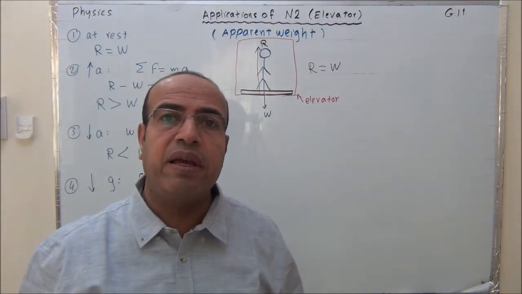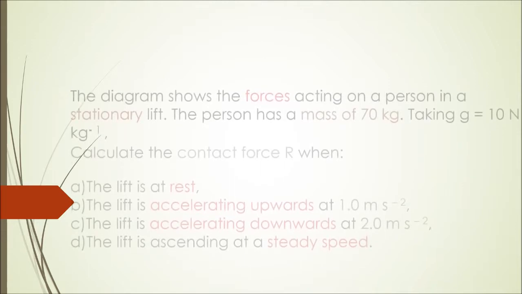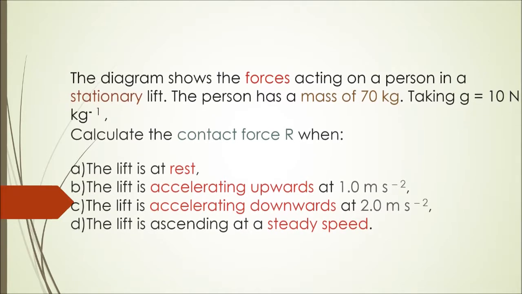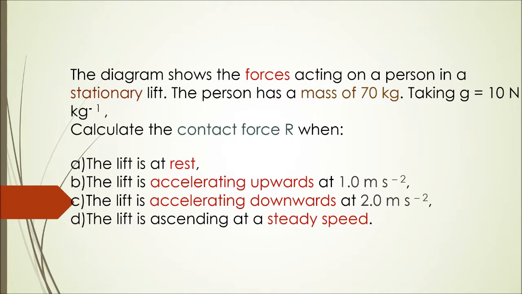Let us take an example. The diagram shows the forces acting on a person in a stationary lift. The person has a mass of 70 kilogram. Taking g equals 10 newton per kilogram, calculate the contact force R when: part A, the lift is at rest; part B, the lift is accelerating upwards at 1.0 meter per second squared; part C, the lift is accelerating downwards at 2.0 meter per second squared; part D, the lift is ascending at a steady speed.